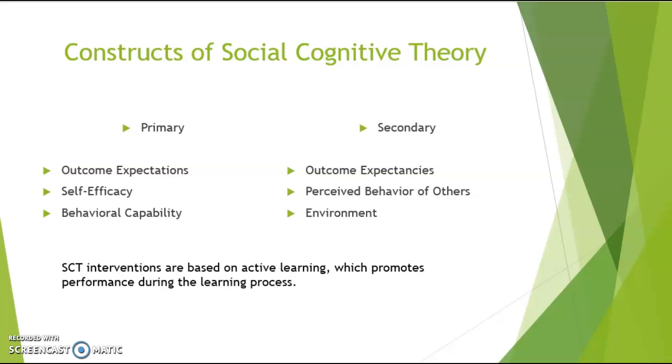To help a person achieve behavior change, the individual would set small and achievable goals and specify their rewards, whether that be monetary, mental, or physical, and use reinforcement techniques to substantiate the behavior change. This is done through an active learning process which promotes performance during the learning process.